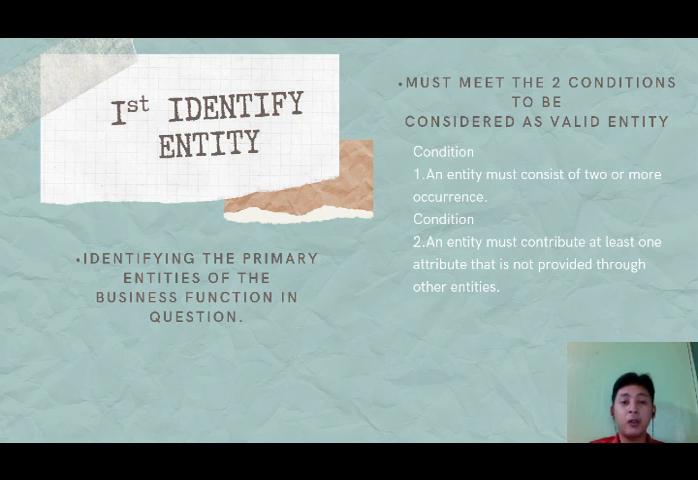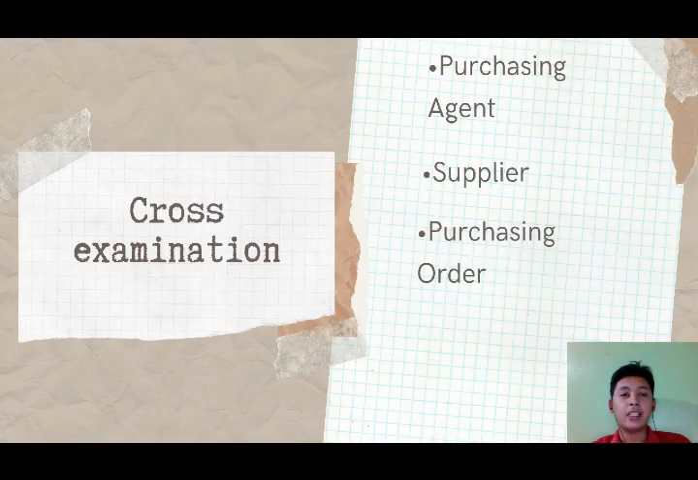In order for them to be called valid entities, they must satisfy two conditions. One, an entity must consist of two or more occurrences. Two, an entity must contribute at least one attribute that is not provided through other entities. Let's identify and test various entities to see if they are valid.